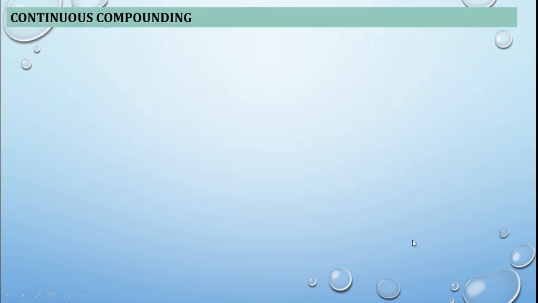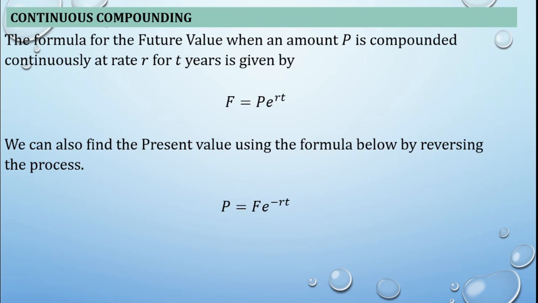Suppose that it is possible for us to compound a principal continuously. The formula for the future value when an amount P is compounded continuously at rate R for T years is given by F is equal to P times e raised to R times T. We can also find the present value using the formula below by reversing the process. The present value is equal to F times e raised to negative RT.